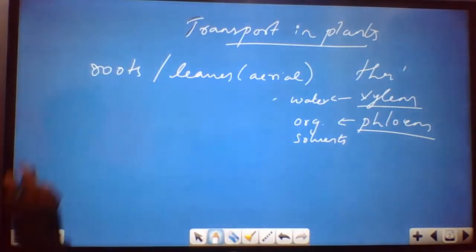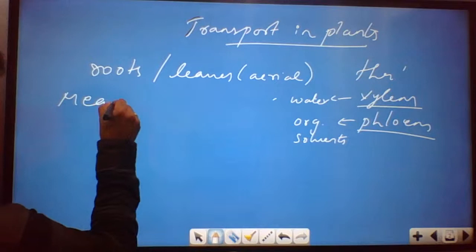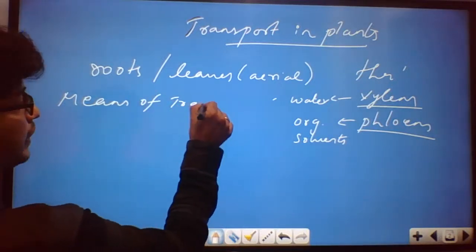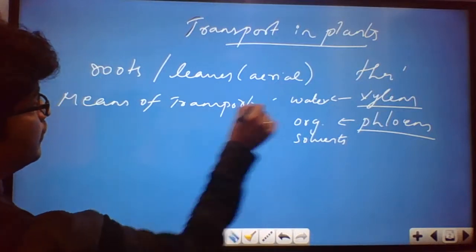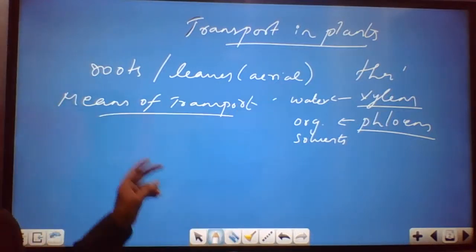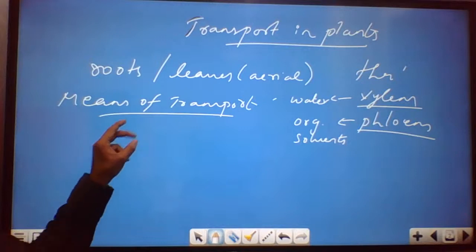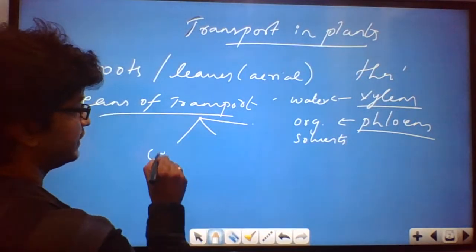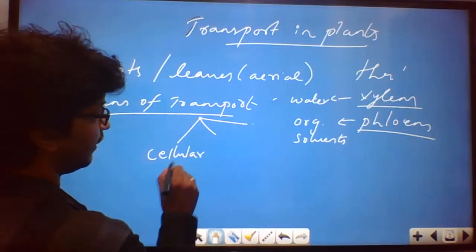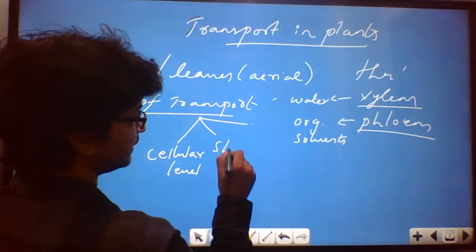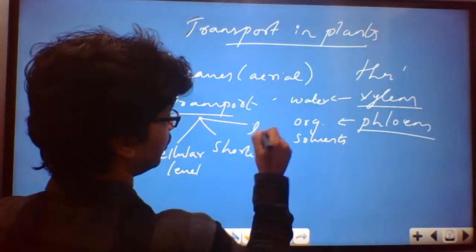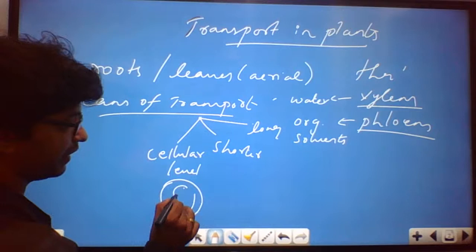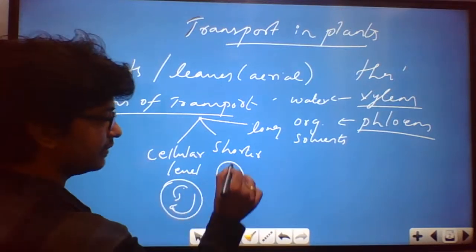Fine. Now we move on to the means of transport. Guys, we're not going into depth in this chapter. I'm just giving only the outline. Means of transport: cellular level, shorter distance, and long distance. There are three types of transport. Cellular level transport, shorter distance, and long distance transport. What is the cellular? Within a cell. Within a cell, how the transport mechanism is going to occur. Shorter distance is between cells.